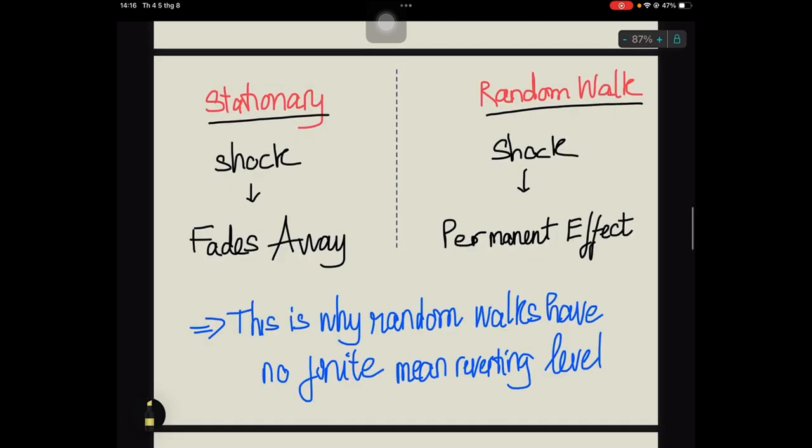So, think about dropping a stone into water. In a stationary process, the waves gradually disappear. The system returns toward equilibrium, thus mean reversion. But in a random walk, the shock permanently changes the level of the series. The system does not return to a fixed average. For example, suppose a stock price randomly increased by $10 because of unexpected news. Under a random walk assumption, that increase becomes the new starting point. The price does not automatically return to where it was. This is why random walks have no finite mean-reverting level.